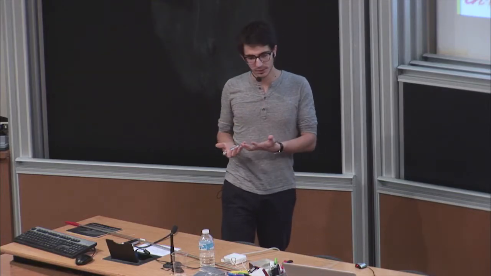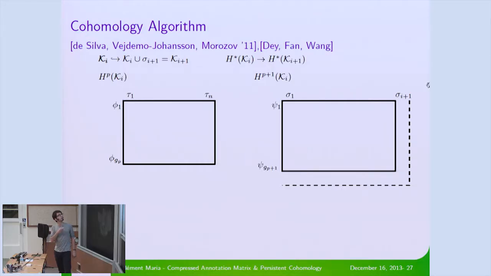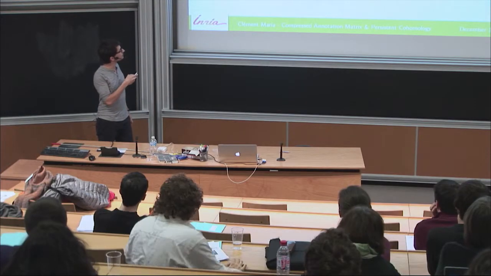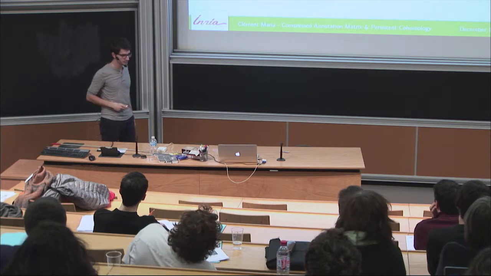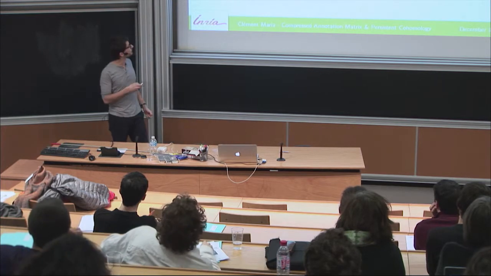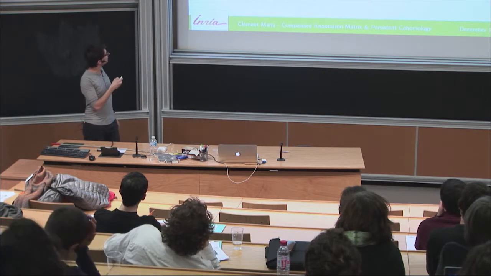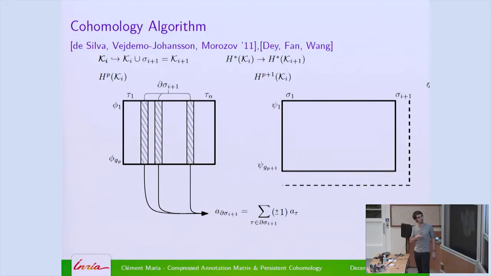So I got my p-dimensional homology group for my simplicial complex Ki, and now I add a new simplex sigma i+1 to get the simplicial complex Ki+1. And I want to follow this arrow and update my cohomology groups. So how do I do this? I first compute the boundary of my simplex sigma i+1. I find the corresponding simplices in the matrix, and I sum their annotations. I get one vector here.